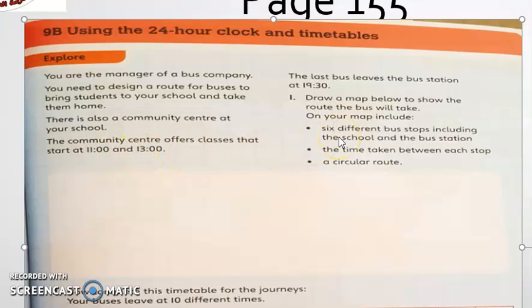The bus leaves the station at 19:30. 19:30 means, if you convert to 12 hours, 19 minus 12, how much? 7:30. It means the last bus leaves the bus station at 7:30. You have to remember this in your mind. Then you have to draw a map below to show the route the bus will take. And on your map you have to include 6 different bus stops, including the school and the bus station. The time taken between each stop on a circular road.